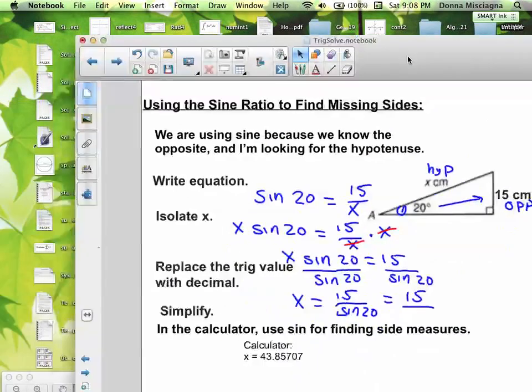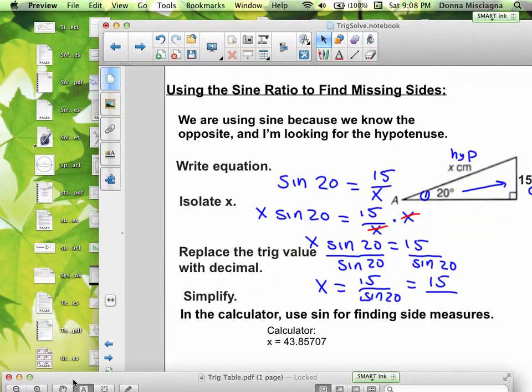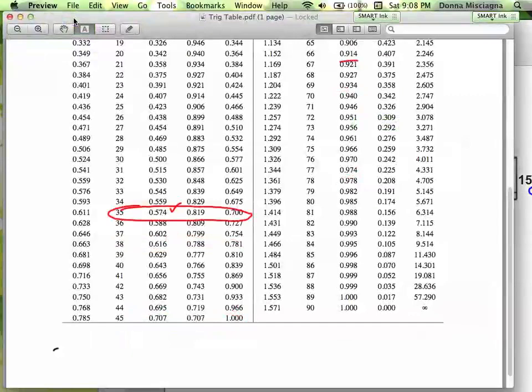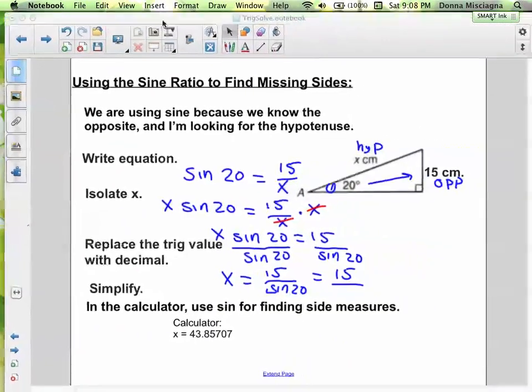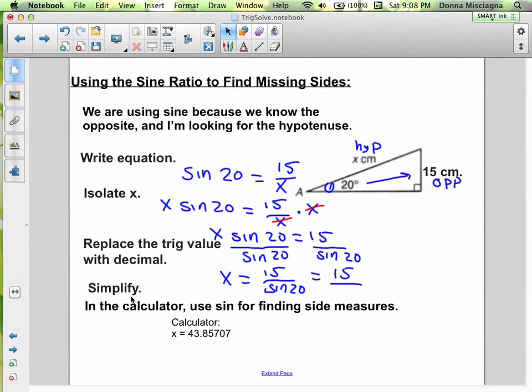So let's find our table, which is hiding probably here. Yep. And, oh, at the very, very top, I see it. 20 degrees. There's sine. All right, so 0.342. No, I already have the calculator value in there. I guess I forgot to take that off. That's okay. I'll write it out.